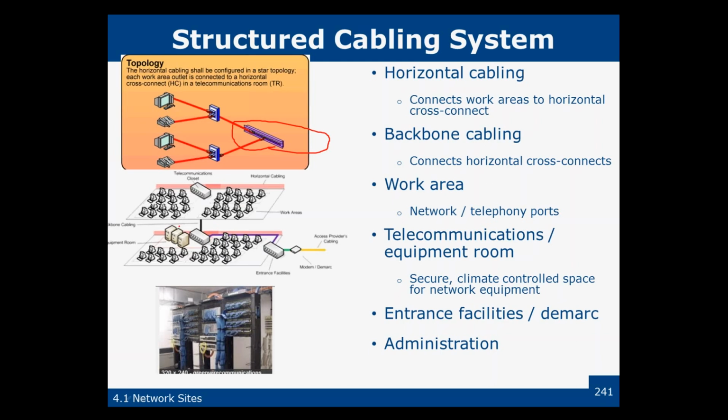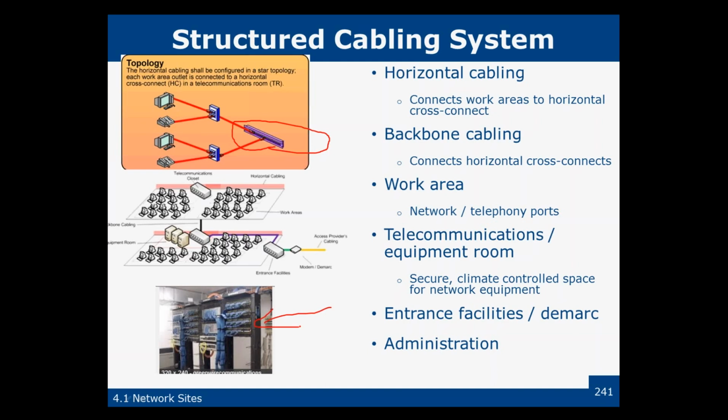The backbone cabling in this picture here connects horizontal cross connects. So it's going to connect high-speed segments of our network. Work area, network, and telephony ports, and the telecommunications room down here is where the equipment's going to be.